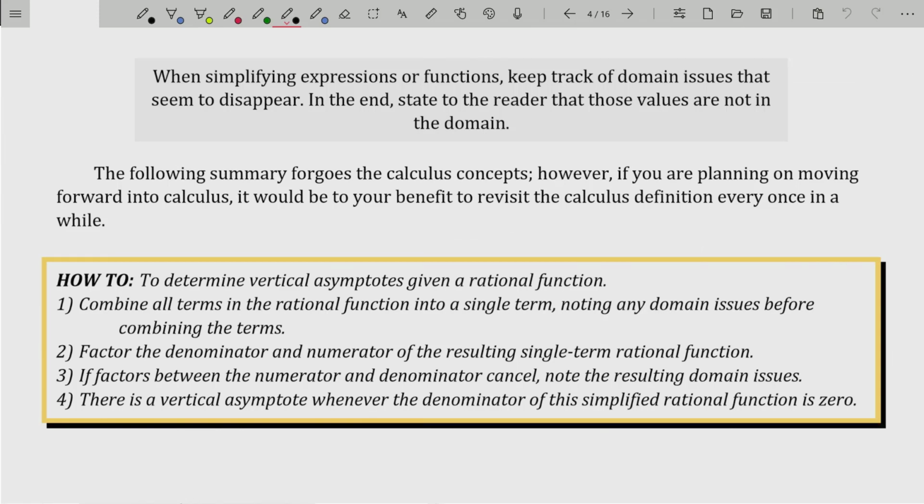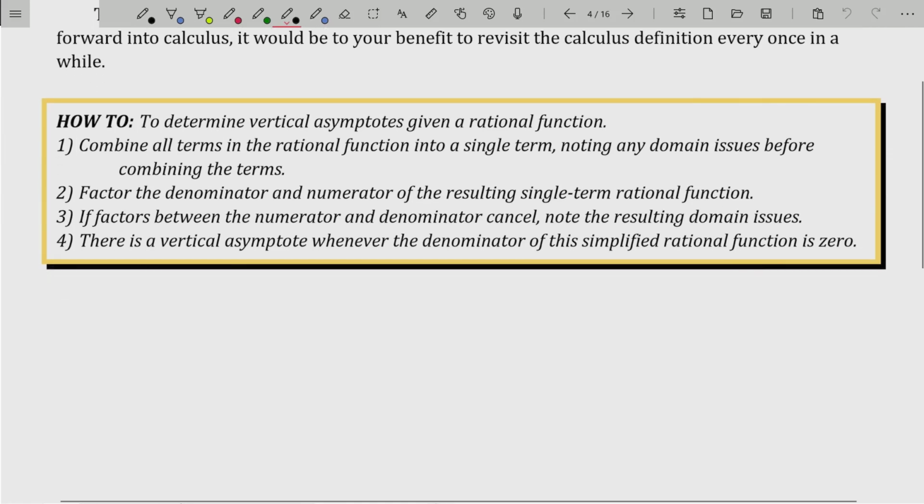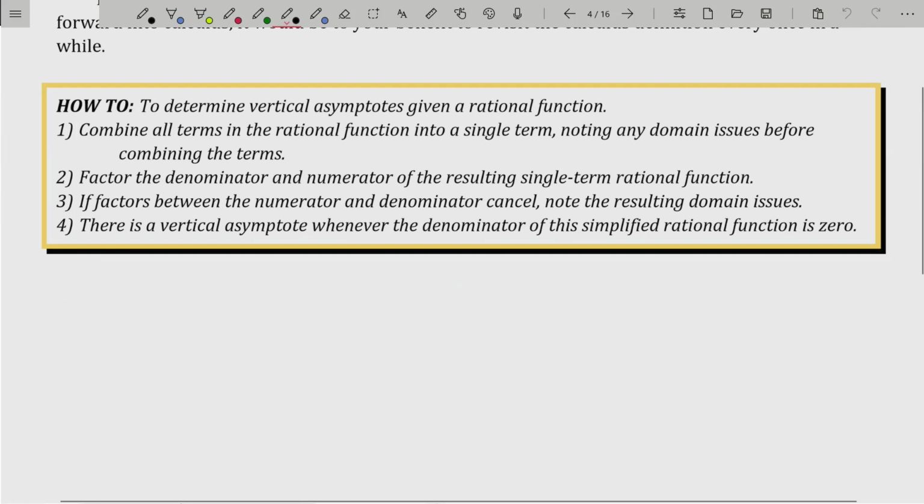And on this page, I just basically summarized that. When simplifying expressions or functions, just keep track of domain issues that seem to disappear. In the end, state to the reader that those values are not in the domain. Very important. Now, the following how-to kind of gets rid of all the calculus concepts that we've been talking about and really just summarizes the algebra stuff. But if you're planning to move forward in calculus, I think it'd be really to your benefit to think about the calculus definition every once in a while.